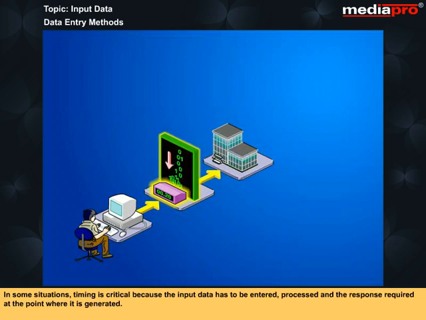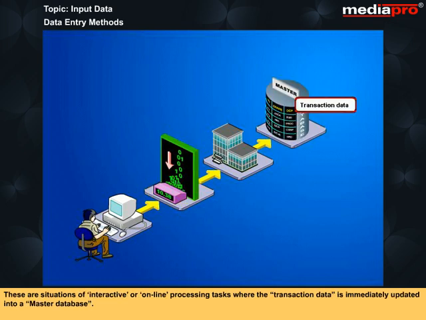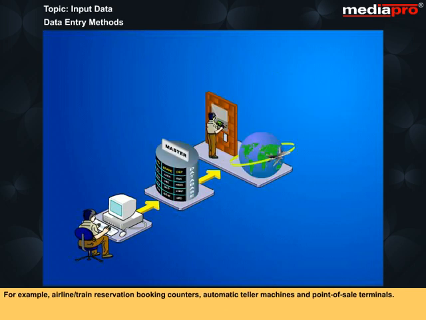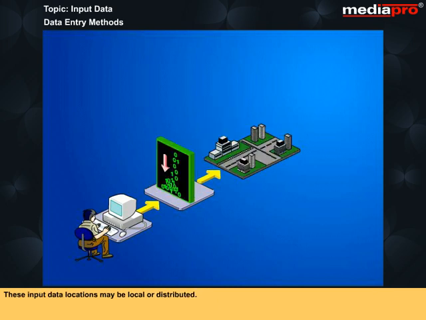In some situations, timing is critical because the input data has to be entered, processed, and the response required at the point where it is generated. These are situations of interactive or online processing tasks where the transaction data is immediately updated to a master database. For example, airline or train reservation booking counters, automatic teller machines, and point-of-sale terminals. These input data locations may be local or distributed.